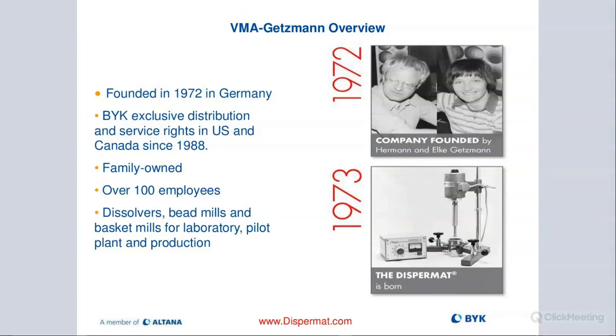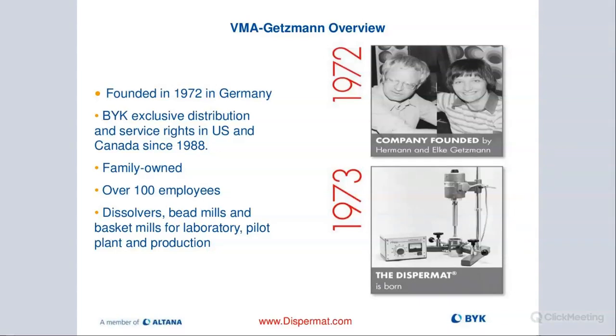And here at BIC, we have had the exclusive distribution rights for North America, specifically US and Canada. In Mexico, we actually have a distributor that resells the VMA-Getzmann products. But here in the US and Canada, BIC is fully responsible for the distribution of this beautiful line of products since 1988, actually.